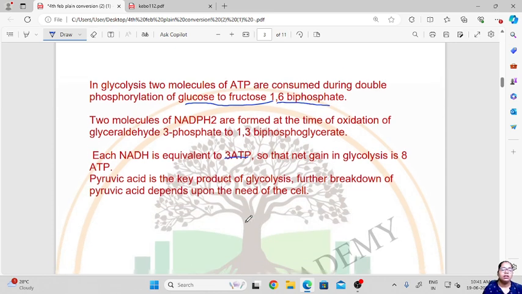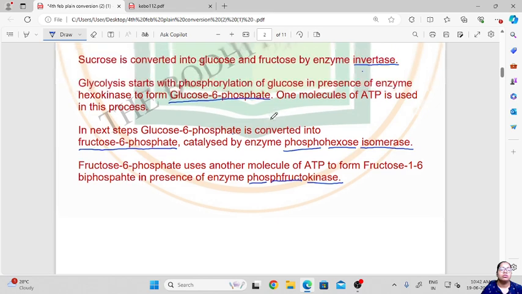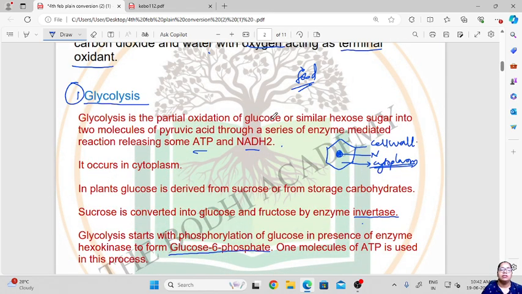So over here, pyruvic acid is the key product of glycolysis. Further breakdown of pyruvic acid depends upon the need of the cell. So here the pyruvic acid will break down to form what? Your ATP. So this is how the glycolysis process occurs in plants, that is through aerobic respiration, and this is how in a stepwise procedure it occurs with the help of different enzymes to form what? Your ATP, that is your energy, which is released by the cells whenever the cell requires the energy.